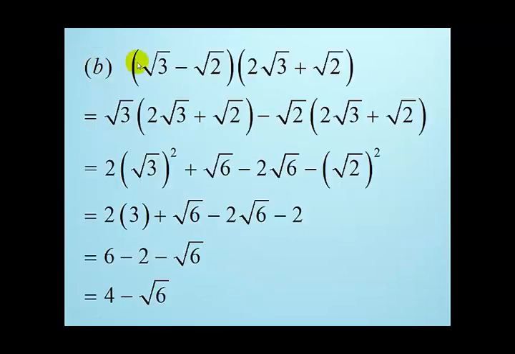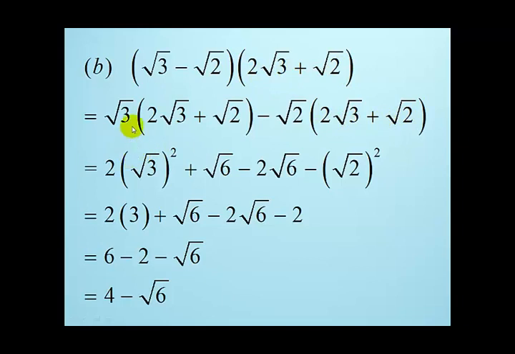Now B. Root 3 minus root 2 times 2 root 3 plus root 2. Now we are going to expand. So root 3 will multiply the second bracket, and minus root 2 will also multiply the second bracket. And in doing that, we have root 3 times 2 root 3 plus root 2 minus root 2 times 2 root 3 plus root 2.